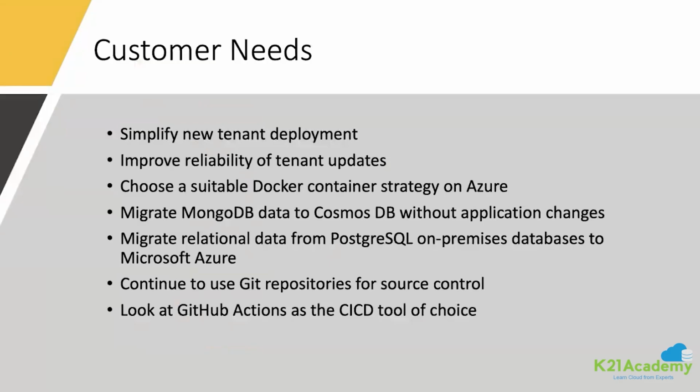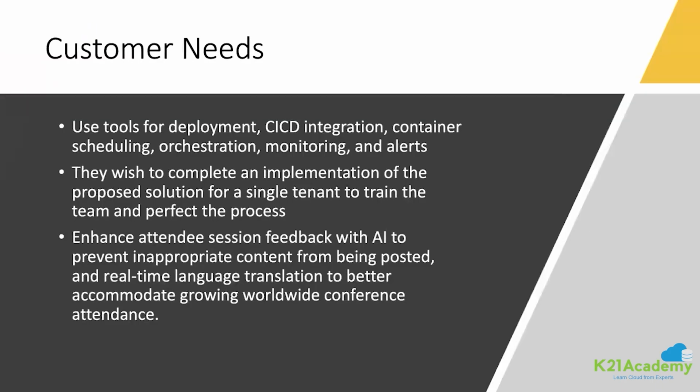Customer needs: simplify new tenant deployment, improve reliability of tenant updates, choose a suitable Docker container strategy on Azure, migrate MongoDB data to Cosmos DB without application changes, migrate relational data from the PostgreSQL on-premise database to Microsoft Azure, continue to use Git repository for source control, and look at GitHub Actions as the CI/CD tool of choice. Customer needs also include a tool for deployment, CI/CD integration, container scheduling, orchestration, monitoring, and alerts.